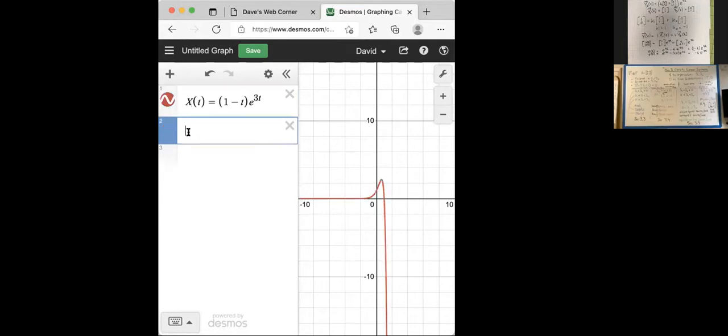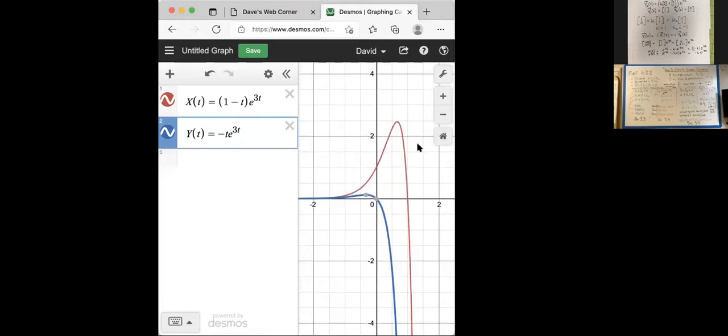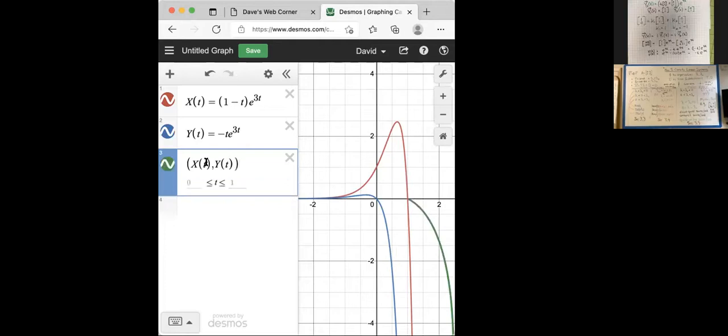Good. Now let's do y of t equals minus t e to the 3t. I'm going to have to zoom in considerably on this. Okay. I might expand the window too. And then let's do the parametric representation x of t, comma, y of t. And let's do that for minus 2 to 2 seconds. I'm going to expand this window.